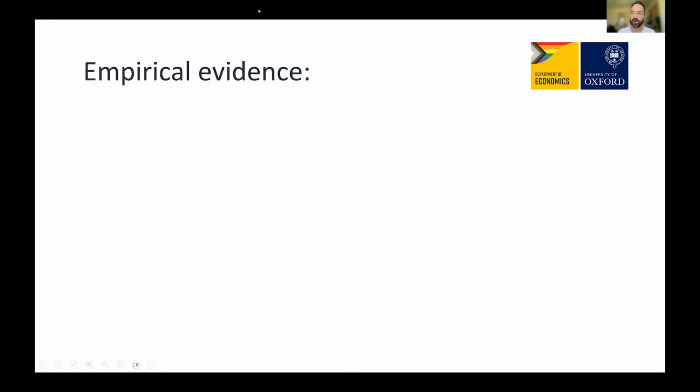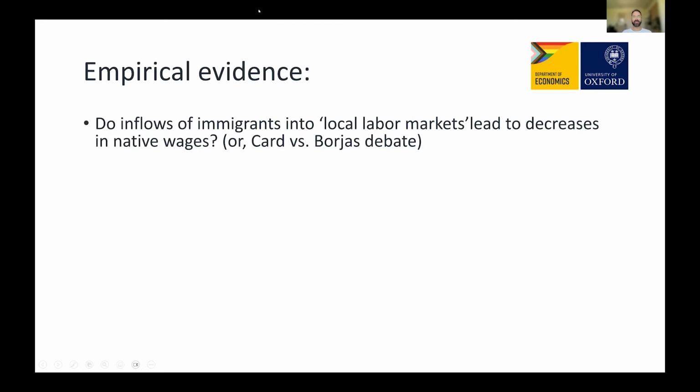Now let's turn to empirical evidence a little bit. This is one of the big debates in economics, and I put it here as Card versus Borjas. These are just two big figures, but there's a bunch of people playing a part in this debate. And the debate is, is it really true that when immigrants flow into a local labor market, there is a decrease in wages for natives from their jobs?